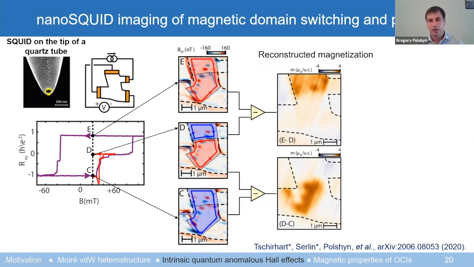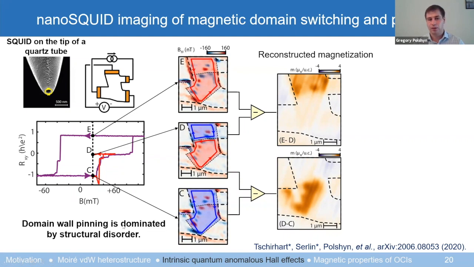But in state D, there are 2 domains with opposite chiralities, and there is a domain wall which traverses the device, connecting 2 of the contacts. So it's not surprising that for this state we don't observe quantized Hall resistance, but for E and C, we do observe quantized Hall resistance. So magnetic imaging allows us to directly observe these ferromagnetic domains and domain wall motion.